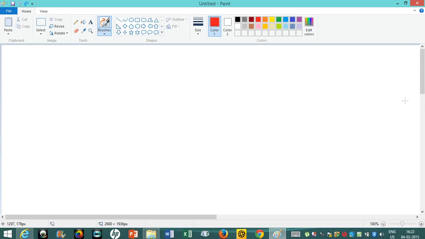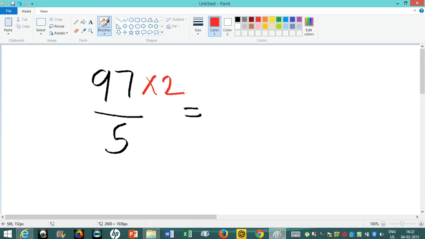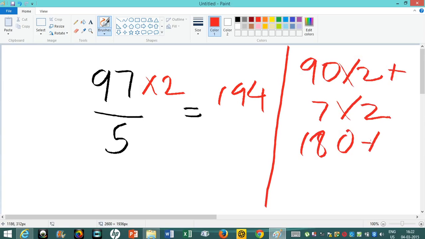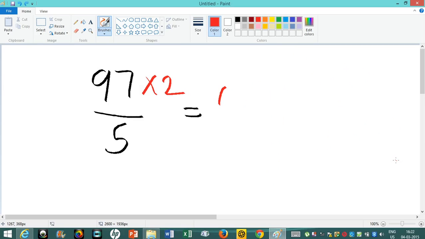Now let's look at a different example. This time we're going to go bigger. How about 97 by 5? First we multiply 97 by 2, which is 194. How do you do this? You do 90 times 2 plus 7 times 2, which is 180 plus 14. So 194. Again you divide this by 10, so you get the answer 19.4.